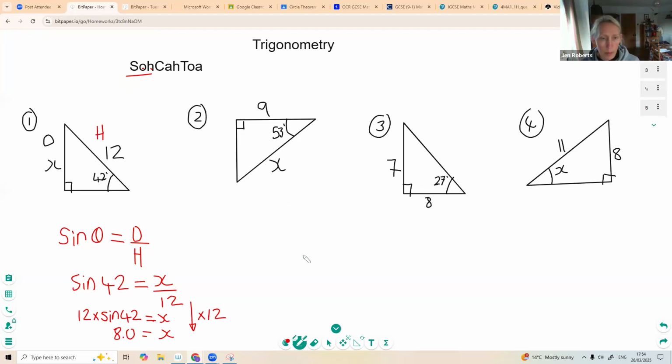Let's get this triangle labelled up. So we've got, this is the hypotenuse because it's opposite the right angle. This is the adjacent because it's between the right angle and the angle. So it's cos theta equals adjacent over hypotenuse. The angle's 53.